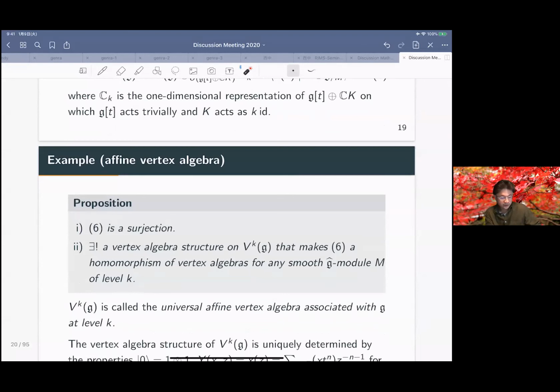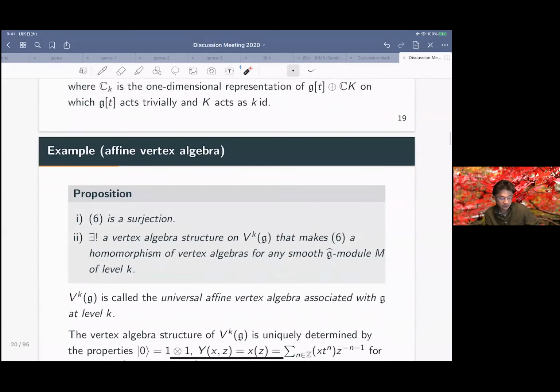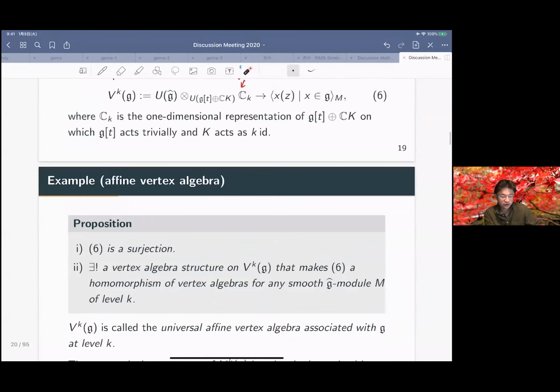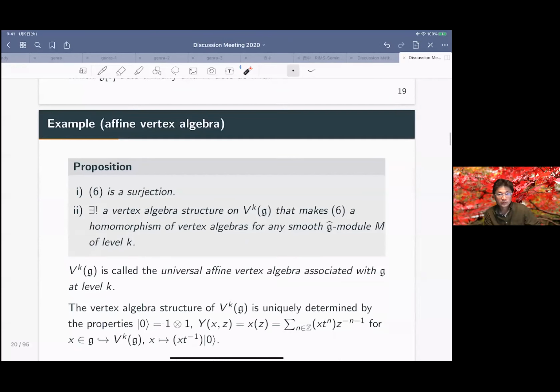And so this vertex algebra with this vertex algebra structure is called the universal affine vertex algebra associated with G at level K. And this vertex algebra structure is uniquely determined by the property that the vacuum vector is 1 tensor 1. So this is the highest weight vector of this induced module. And so I can identify G with this induced module by this correspondence. Then the field corresponding to an element of G is just X.